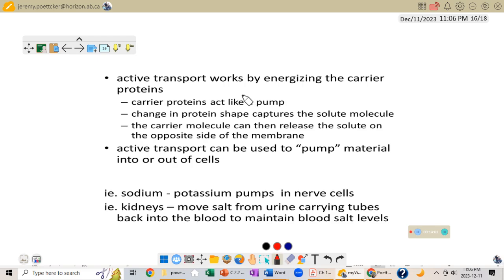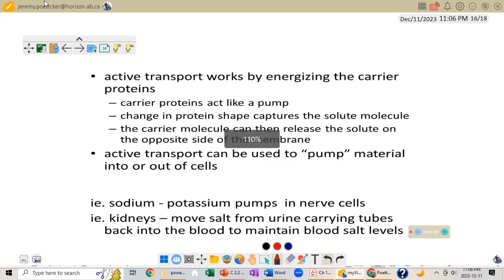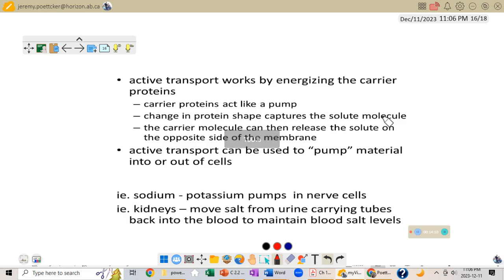Active transport works by energizing the carrier proteins, and they act like a pump. They change shape to capture a solute molecule, then change shape again and release the solute on the opposite side of the membrane. Active transport can then be used to pump material into or out of cells. Your nerve cells have sodium-potassium pumps, which keep pumping sodium and potassium against the concentration gradient. Your kidneys move salt from urine-carrying tubes back into the blood to maintain your own blood salt levels.